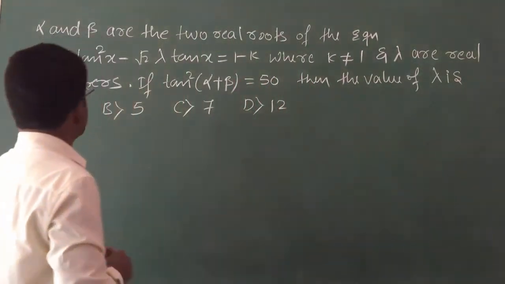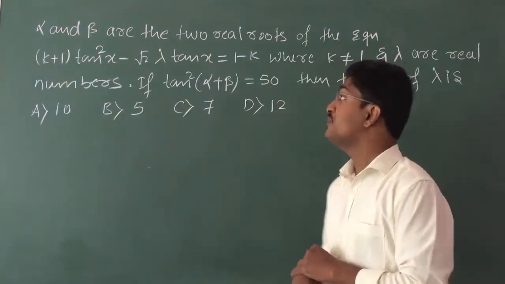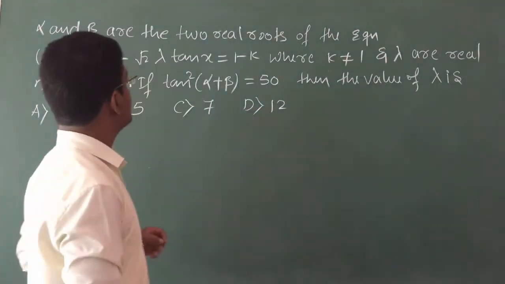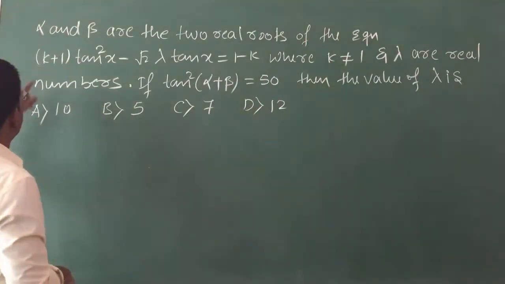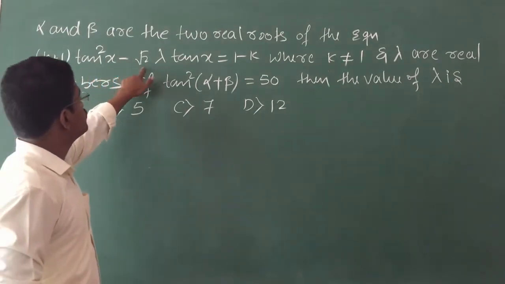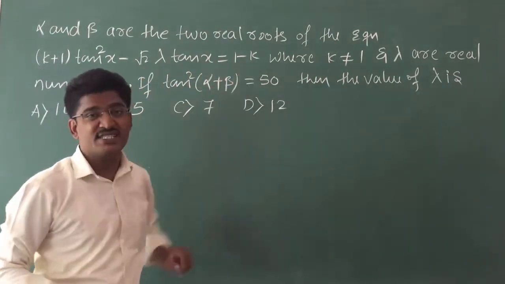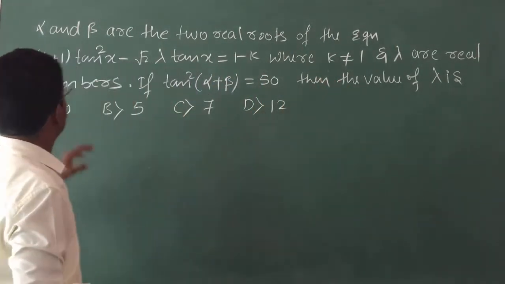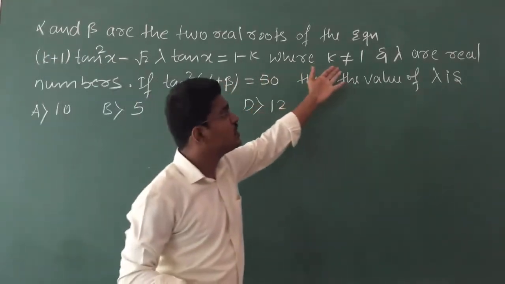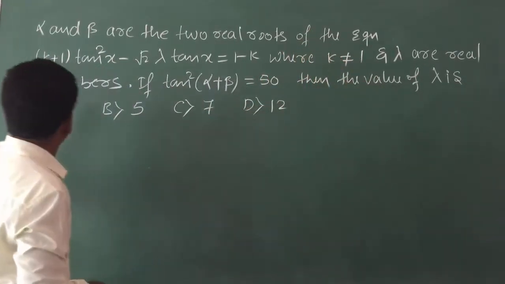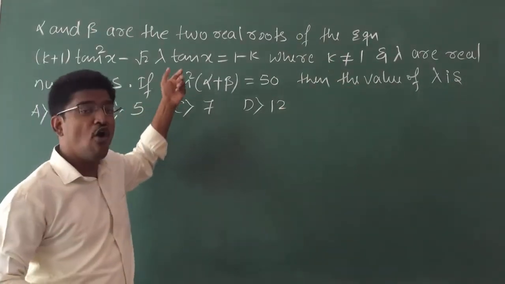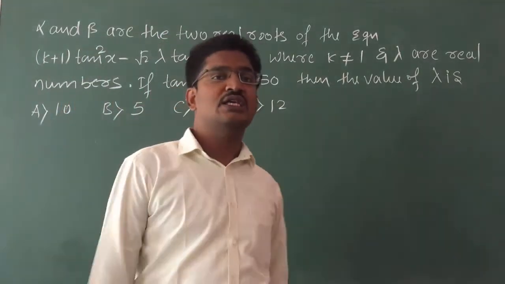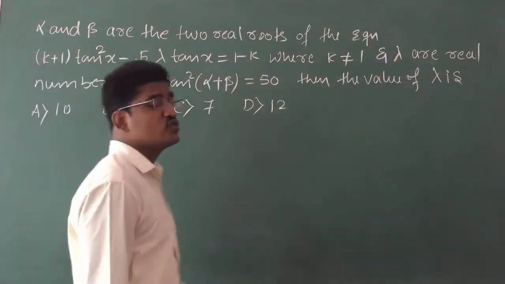So here what they have given: alpha and beta are the two real roots of the equation (k plus 1) tan square x minus root 2 lambda tan x equal to 1 minus k, where k is not equal to 1 and k and lambda are real numbers. If tan square of (alpha plus beta) is equal to 50, then the value of lambda is. Okay, so please understand this question very carefully.